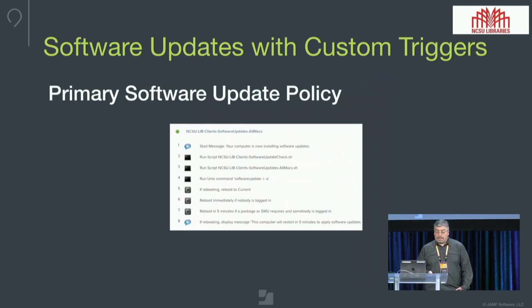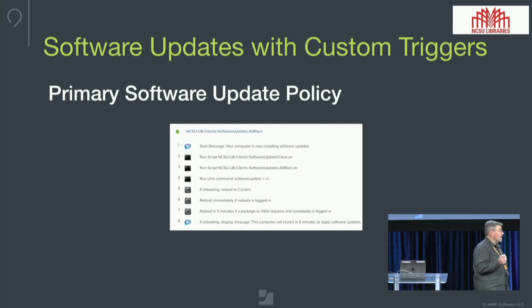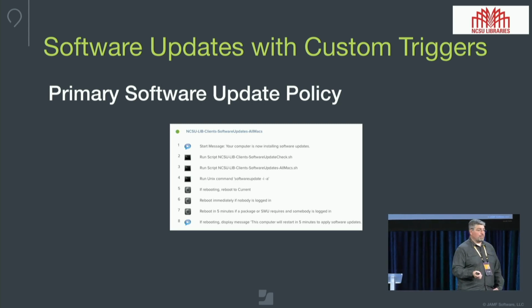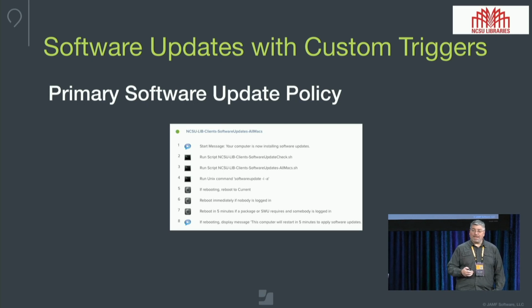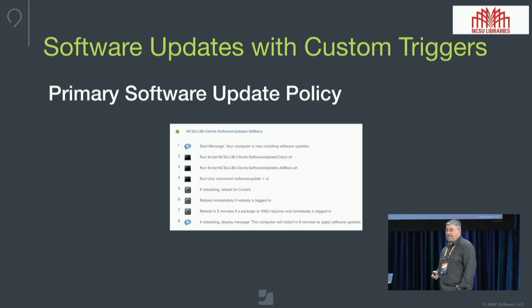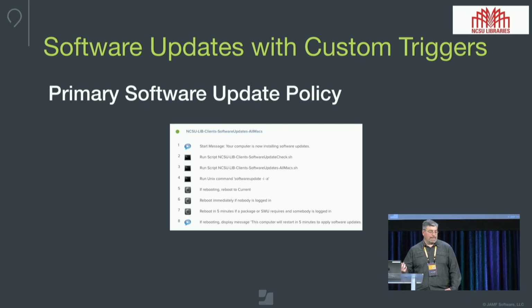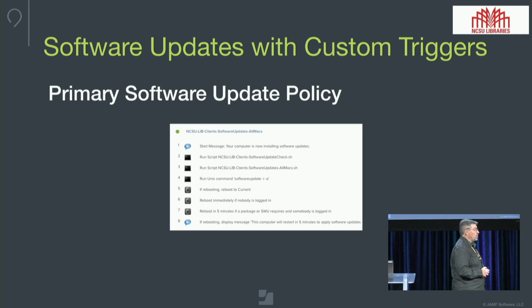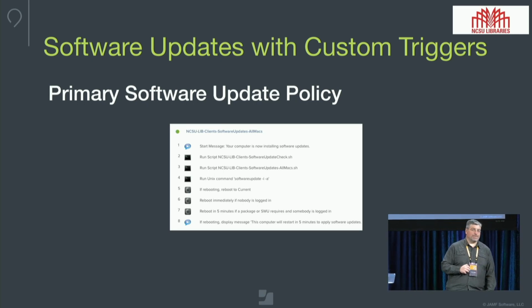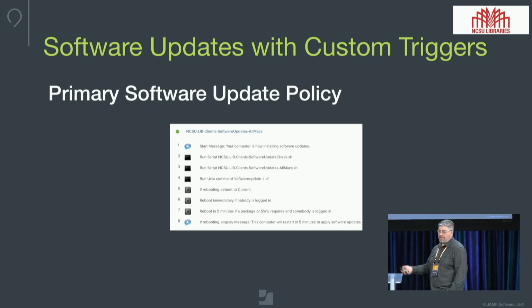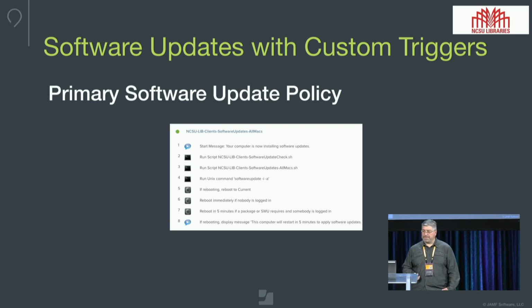This is the snapshot of the primary software update policy. And what we have going on with this is the first thing that it does is executes the software update check script. It checks for the type of the device that it is. In this case, it would be libstaff. It updates the staff applications, and then it executes the all Mac software update list, which checks for the standard configuration of software that's installed on every device in the environment.